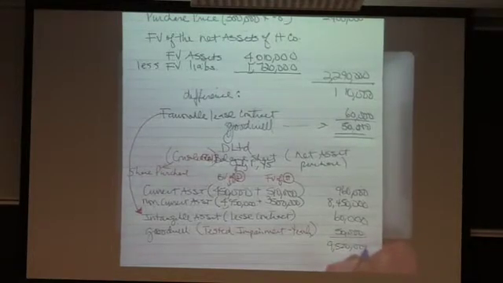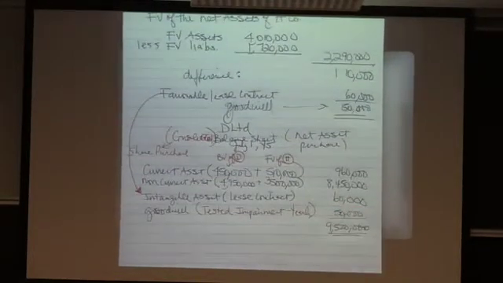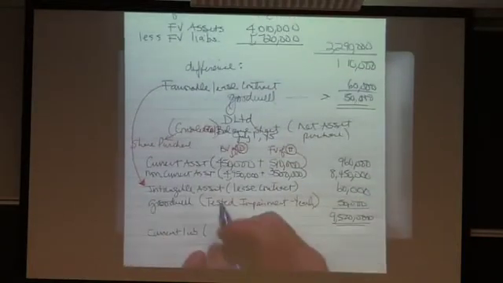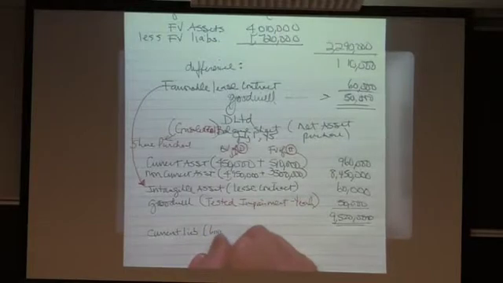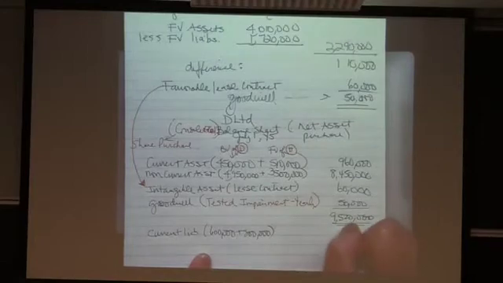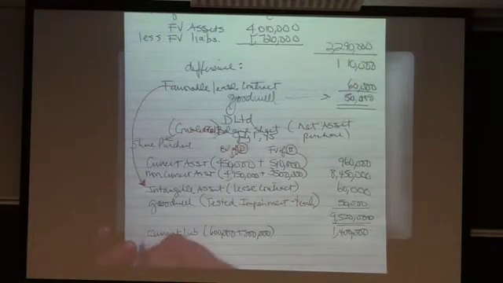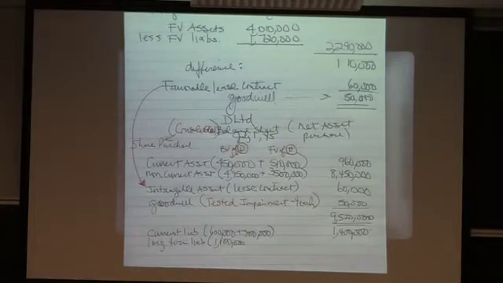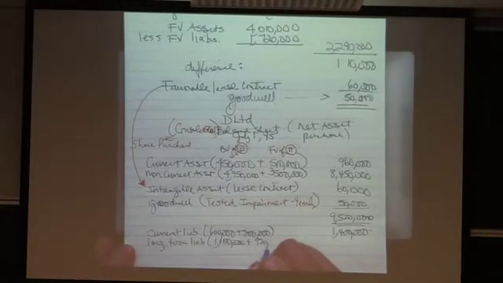9,520,000. And we've got current liabilities. Again, we want the book value of D plus the fair value of H. Long-term liabilities. Book value of D and fair value of H.